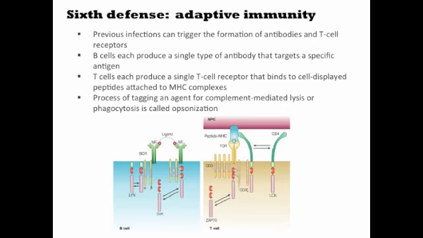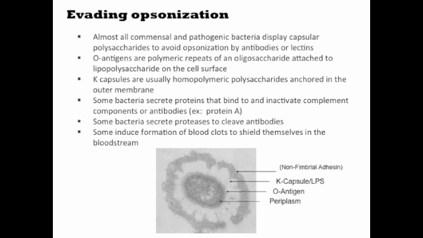The sixth defense, though, is adaptive immunity, where not only does your body have this intrinsic capability to recognize specific pathogenic patterns, your body can evolve antibodies and T cells that specifically recognize new epitopes and have dedicated pathways to destroying specific things. So how do bacteria deal with all this? Because obviously you can still get a bacterial infection. And the main way they do it is things called capsular polysaccharides.